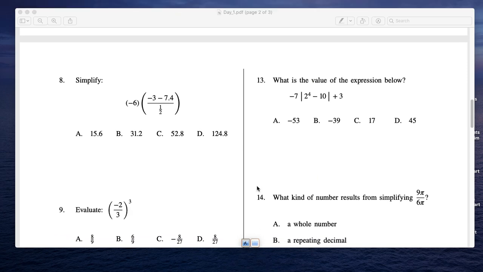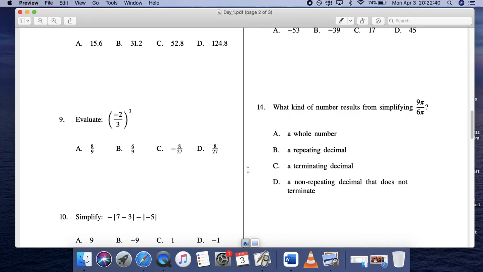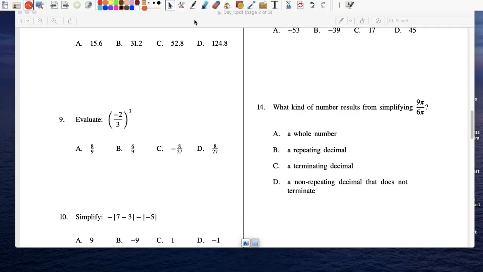14. What kind of number results from simplifying 9 pi divided by 6 pi? Okay. So if you have 9 pi and you're dividing that by 6 pi, let's see what we get. Well, pi divided by pi can go away, right? It simplifies to 1 because pi divided by pi is just 1, and then 9 times 1 is 9, and 6 times 1 is 6. So that just becomes 9 over 6. We can simplify. Let's simplify to 3 over 2.